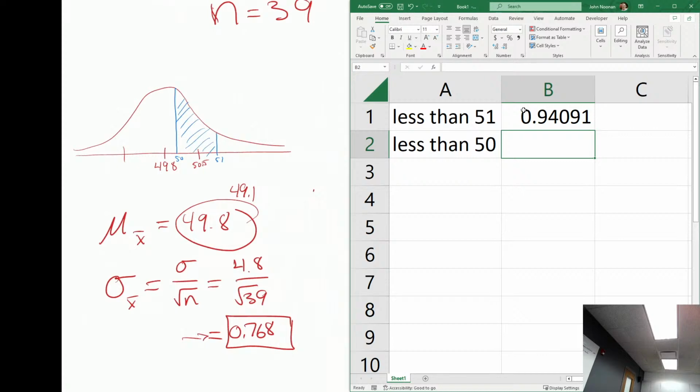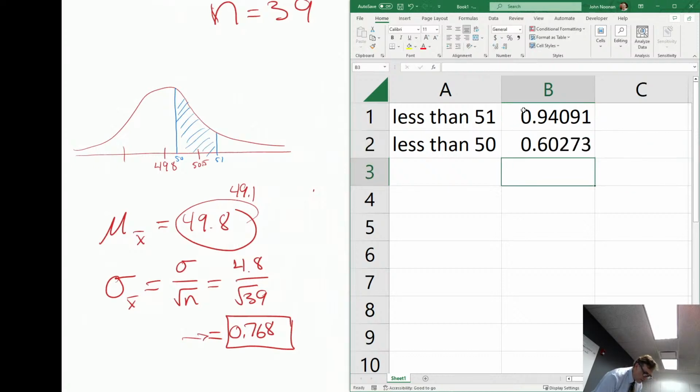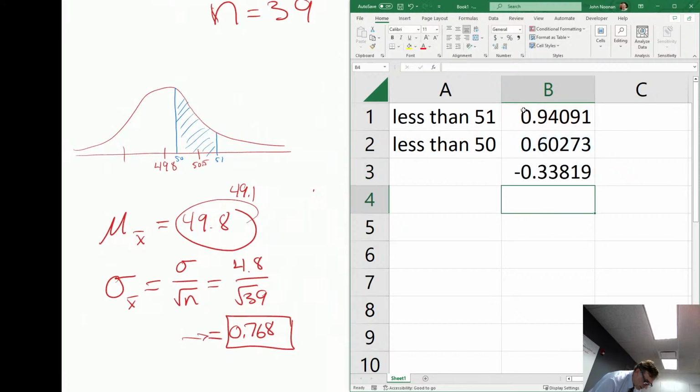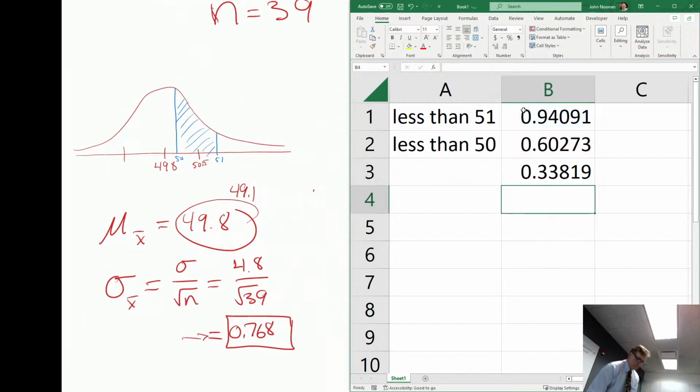And then the area to the left of 50. Since I've already typed all that, there's no sense typing it again. I'll just copy it, paste it, and fix the number to be 50. And then subtract the two from one another. Top one minus the bottom one. Oops, I went the wrong way with that. Let me fix that. B1 minus B2. There we go. 33. I was almost right. I guessed 30%. So 33.81% apparently is the right answer.